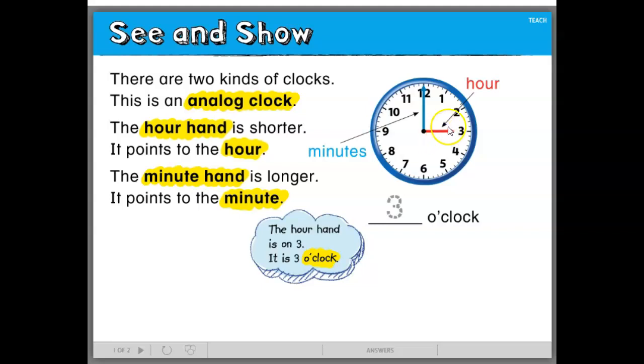So this shorter hand, the red one, is called the hour hand, and that's what we look at first to read what time it is. And then this longer hand, the blue one, is the minute hand. That's what we look at to see how many minutes there are.